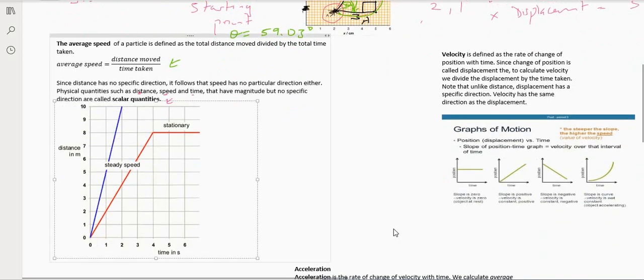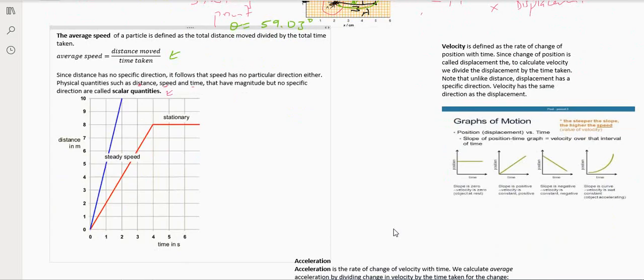If we were supposed to gather some data from an object traveling a particular distance over time, we can study it by putting that information on a graph, right? Now we're seeing two separate plots here.